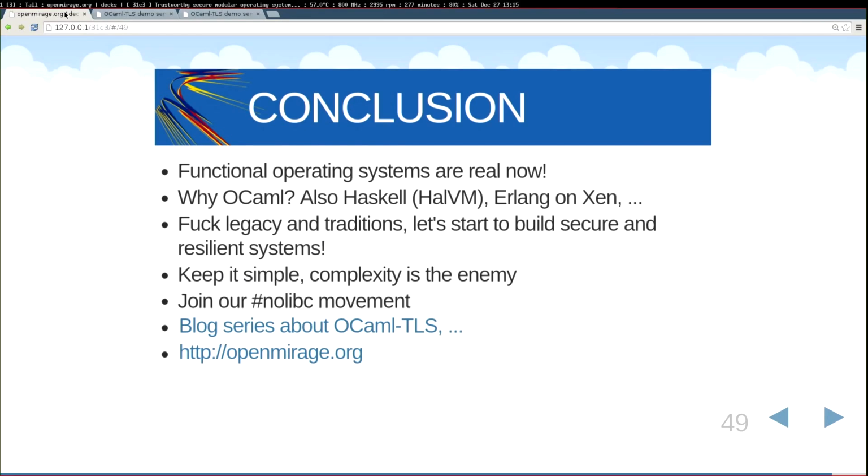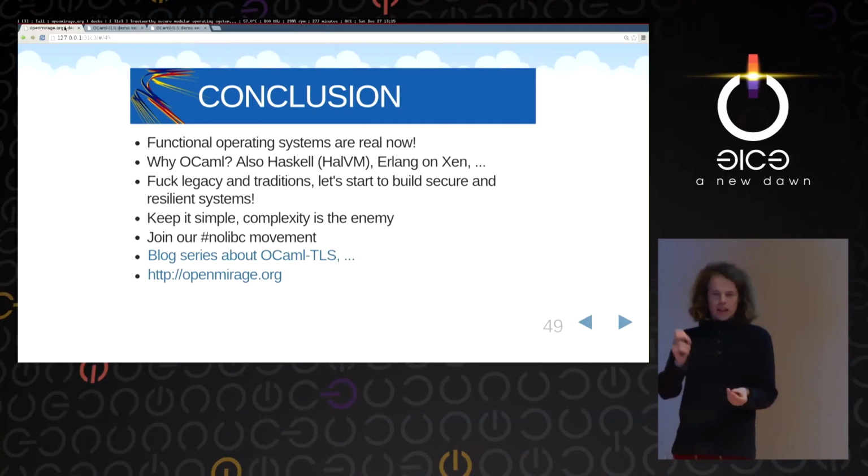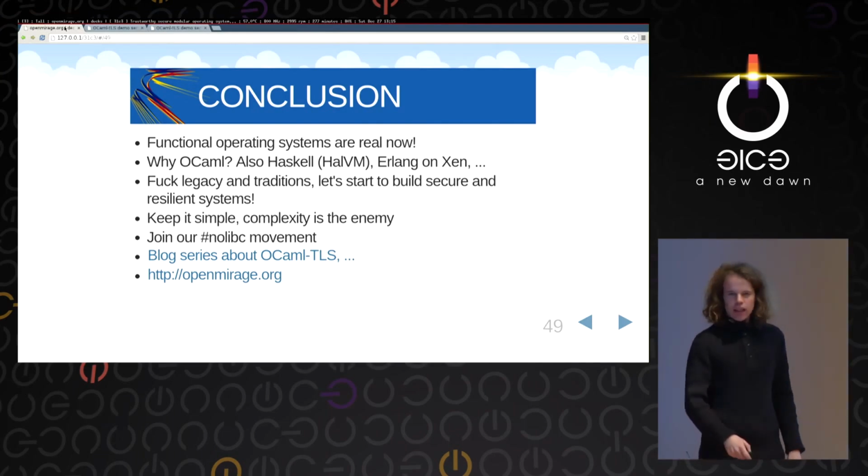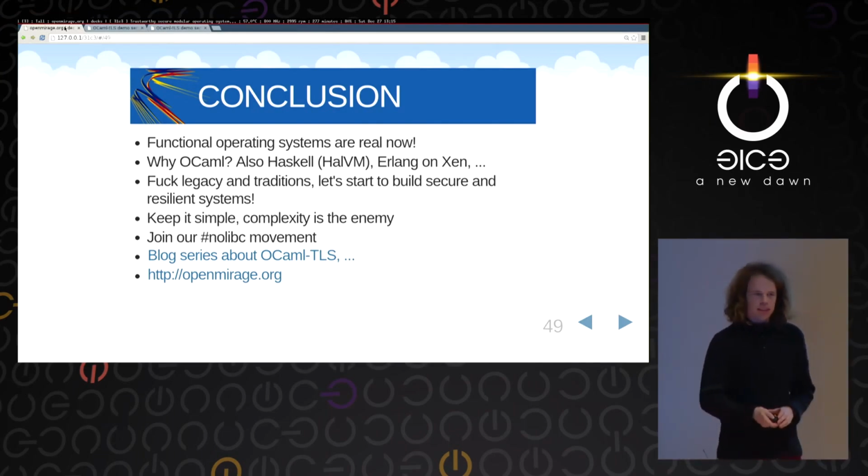You might ask, why OCaml? Well, because Mirage OS was there, but there are other unikernel-based approaches, in Haskell called HaLVM, and there's Erlang on Xen, so you can execute Erlang directly on the machine. And I believe, forget legacy and traditions, let's start to build secure and resilient systems.